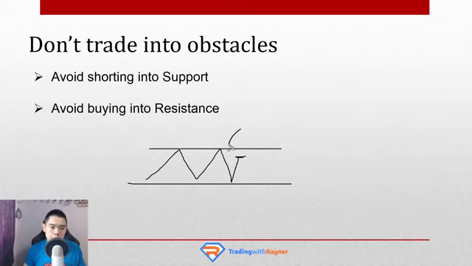Because there is an obstacle coming in your way, which is this area of resistance. If you buy over here, the market could possibly just go up a little bit in your favor and then boom, collapse back lower, back towards this area of support.